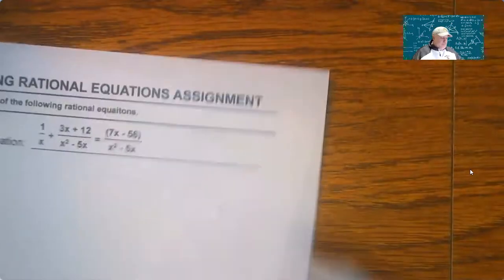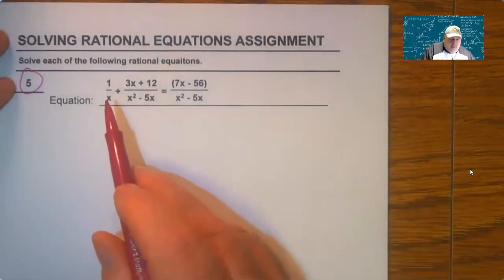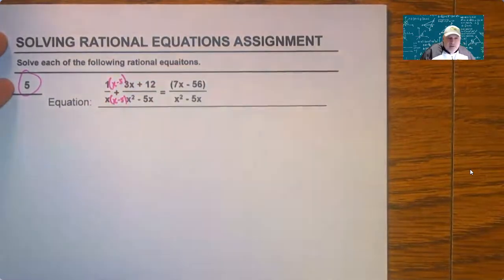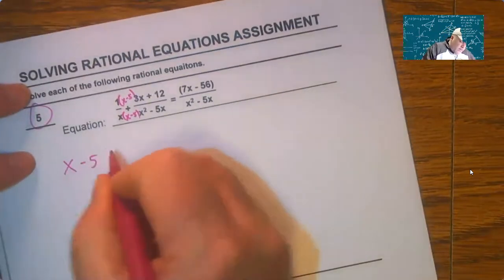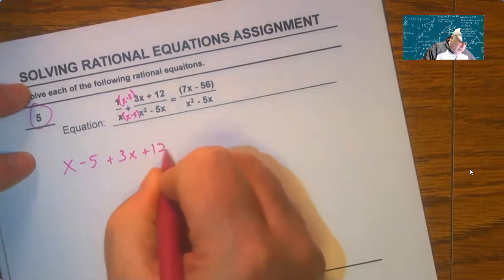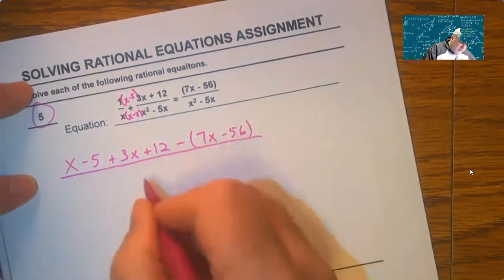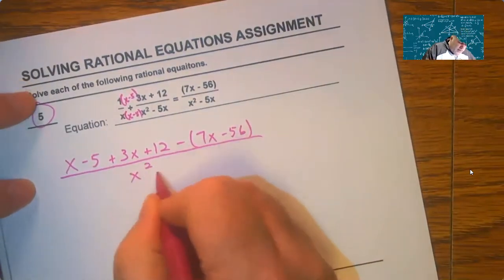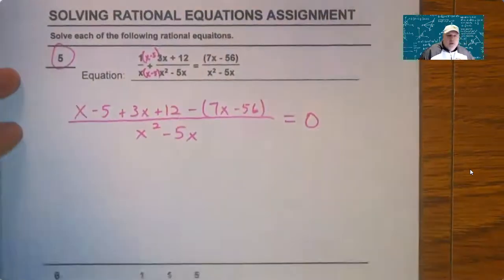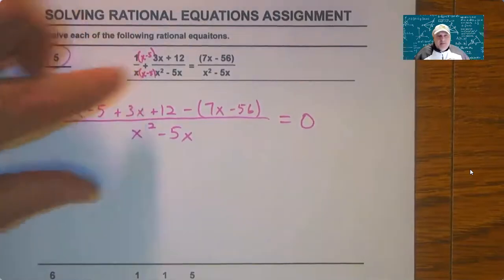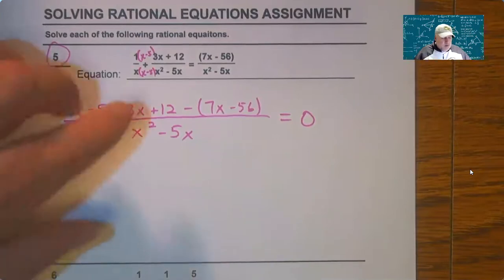All right, so problem 5. So what is missing on this left-handmost fraction? And x minus 5 is missing. That's what we have to multiply the top and bottom by. So we're going to have x minus 5 plus 3x plus 12, and we have to subtract over the 7x minus 56. And I'm condensing it all as 1. Okay, so I'm not writing them separately. I'm condensing the top. So this one got multiplied by x minus 5 on top and bottom. And then we're just putting the tops together.